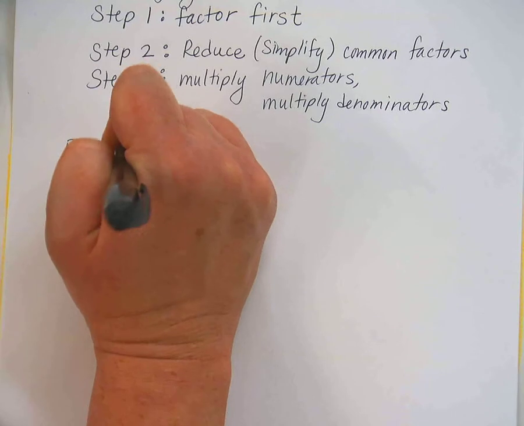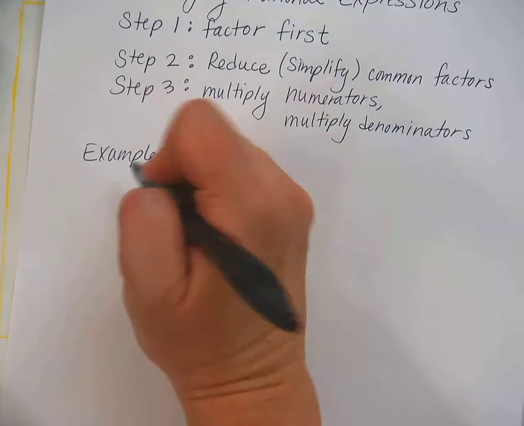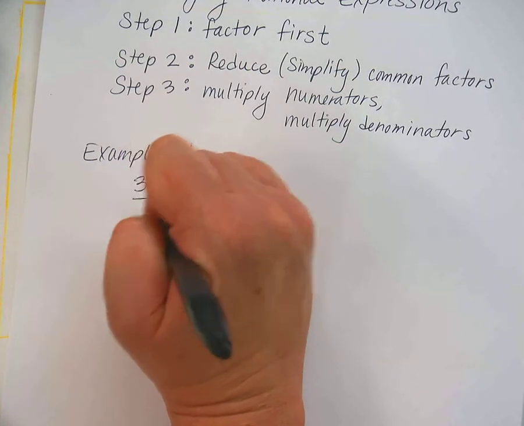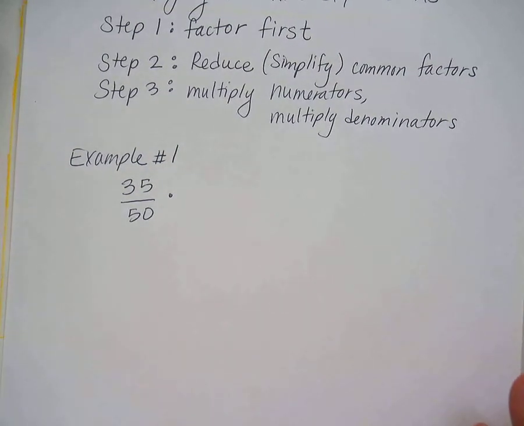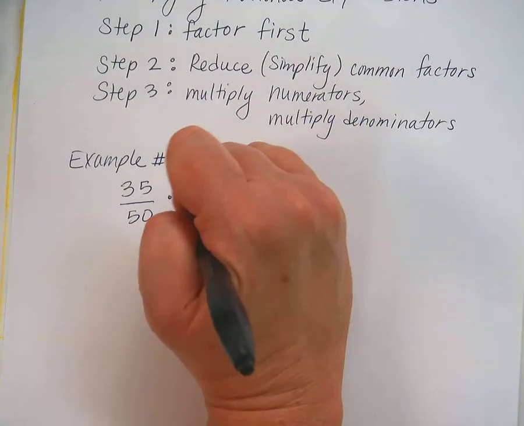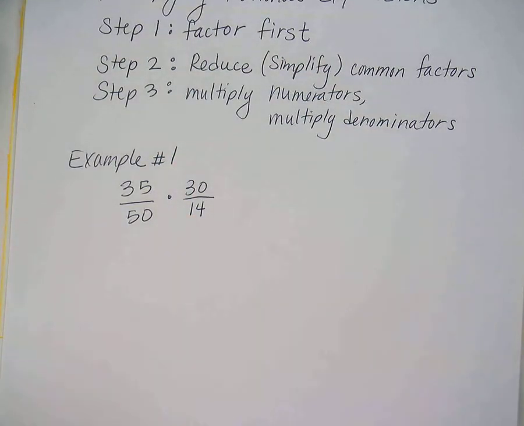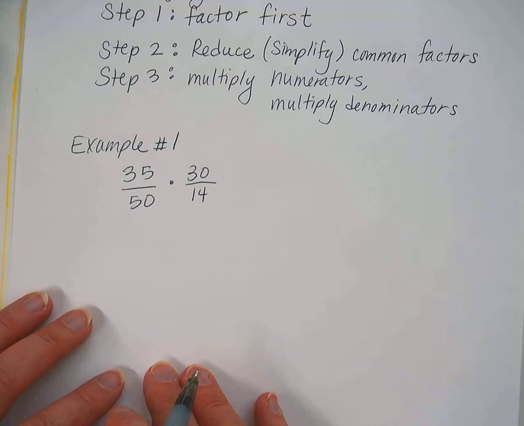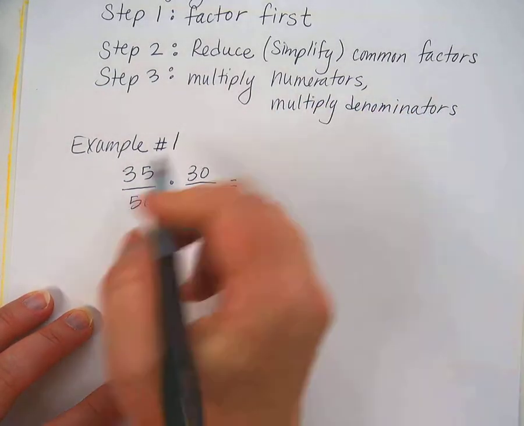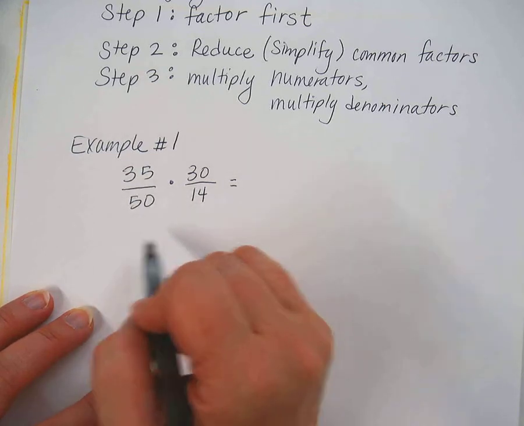Example number 1. Okay, so we're going to take 35 over 50, and we're going to multiply that by 30 over 14. Okay, what did I say we need to do first? Factor everything first. So when we factor a problem that doesn't have exponents and variables in it, we're just factoring the individual numbers, okay?